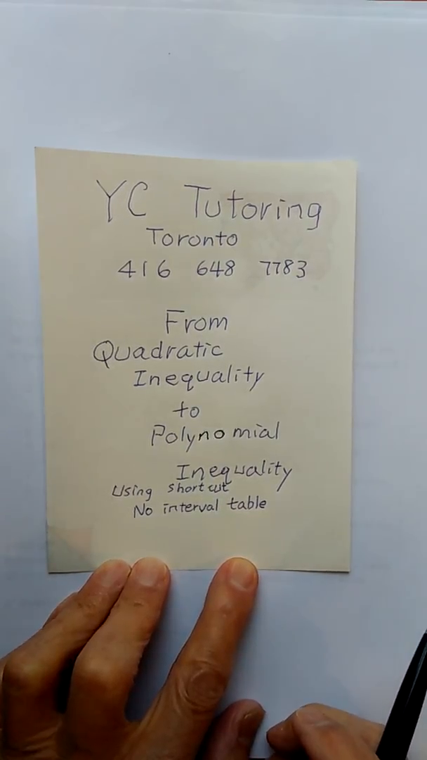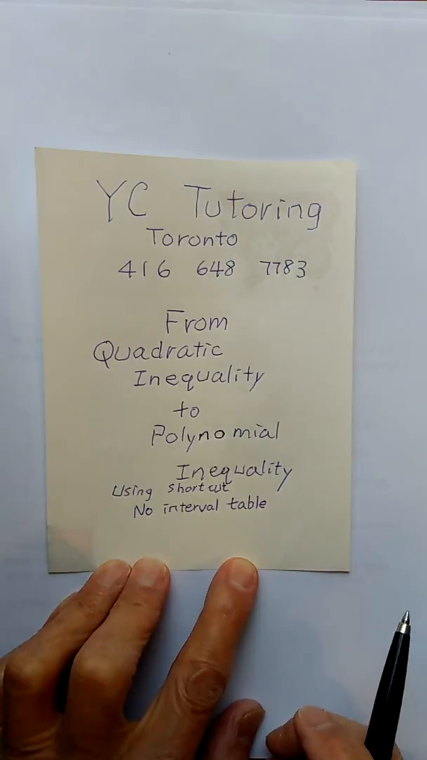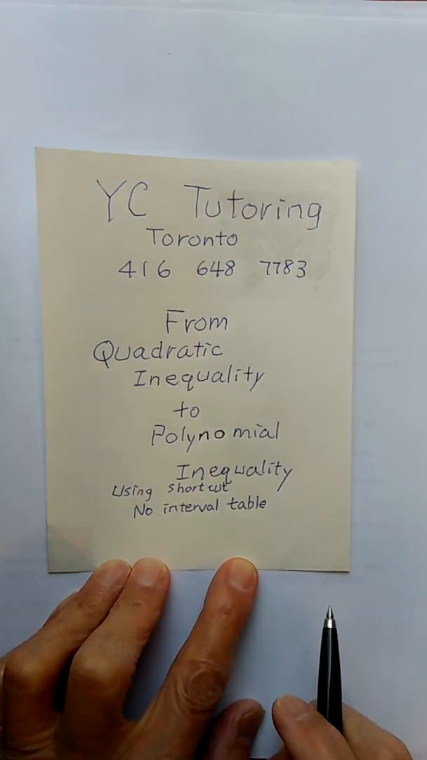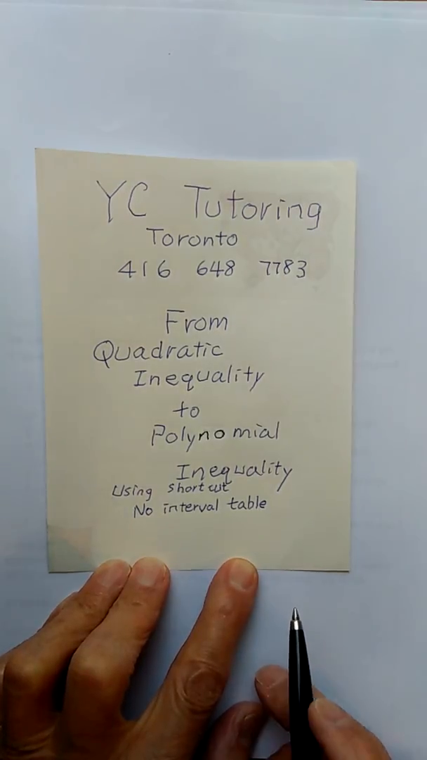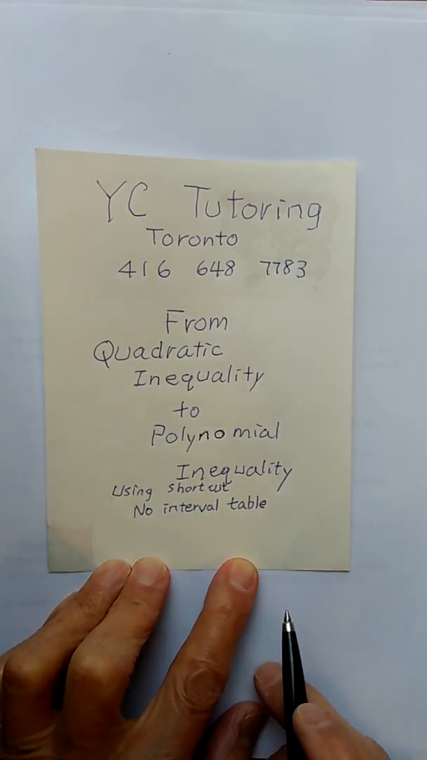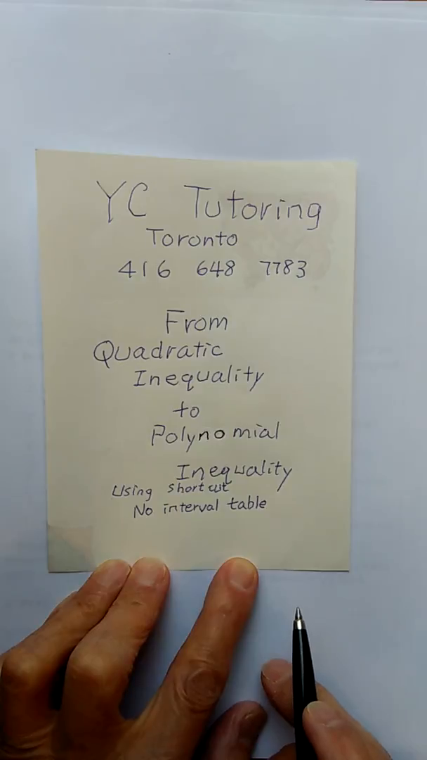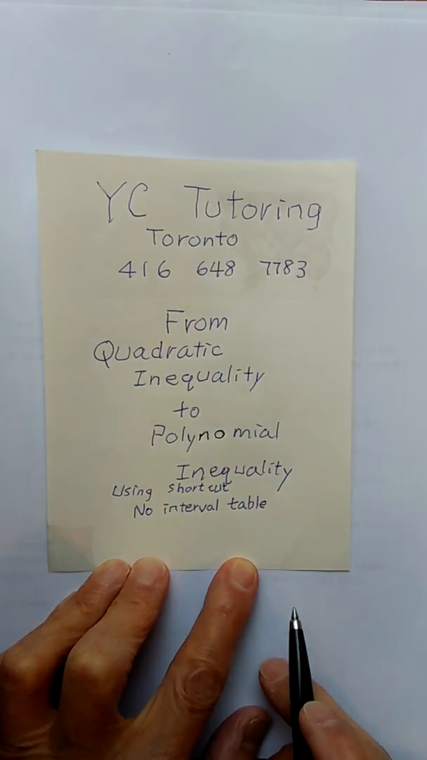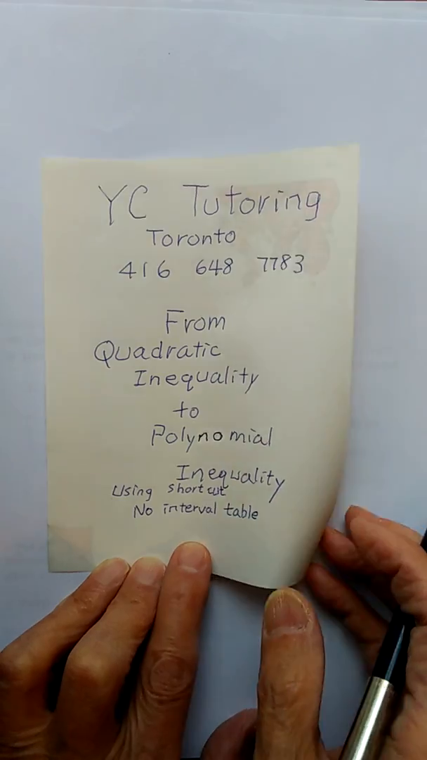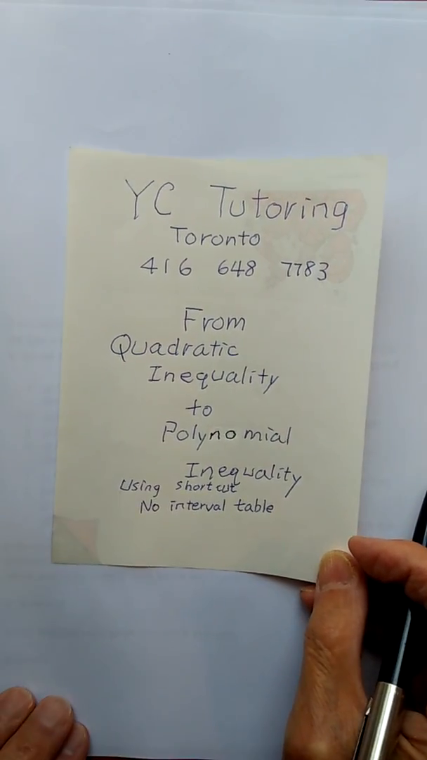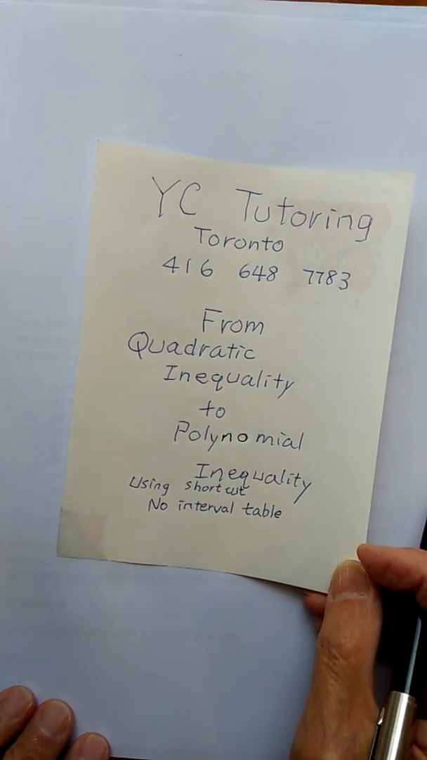Today, we continue our discussion of solving inequalities, from quadratic inequality to polynomial inequality. We continue to use our shortcut, and we do not need to do an interval table. First, let us do a quadratic inequality.